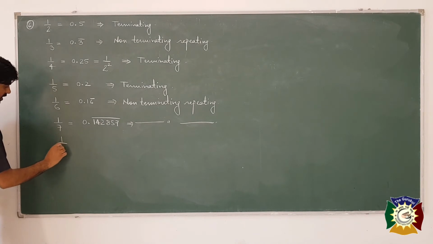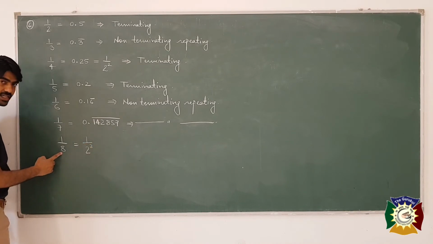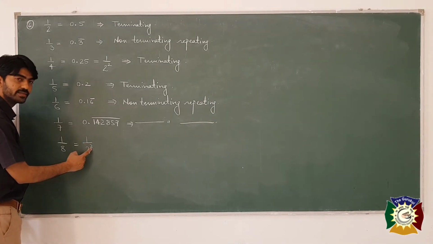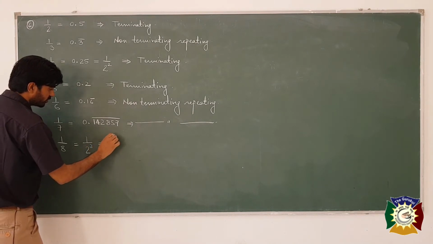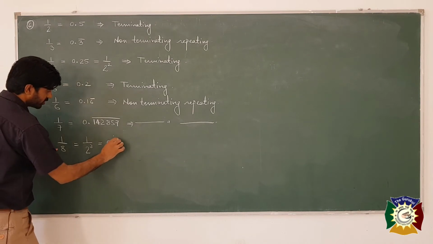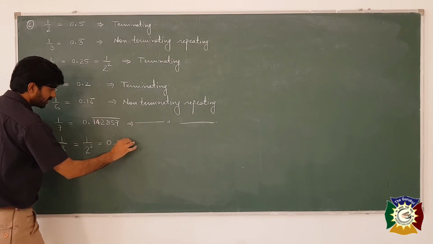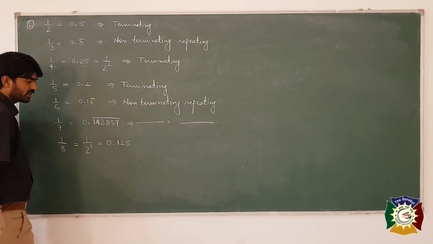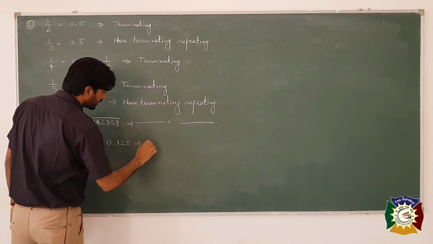Then 1 divided by 8. 8 can be written as 2 to the power 3. So if we divide this, 0. 8 ones are 8, then 8 twos are 16, then 8 fives are 40. So it will be 0.125 and then it terminates. So it is terminating.